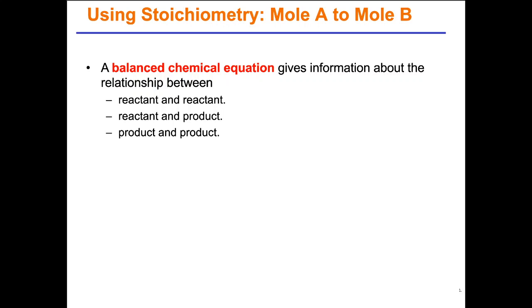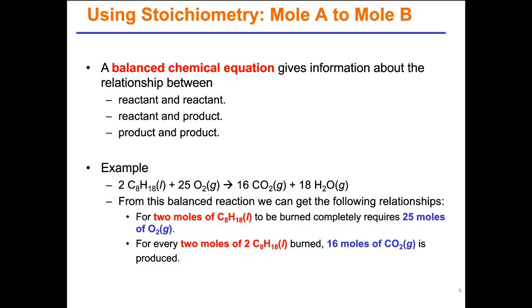So how much oxygen do I need, or how much carbon produces how much CO2, for instance. Or it can tell me about how much product I produce. So product to product comparison. For instance, if I produce 18 moles of water, how many moles of CO2 do I produce? So it tells you all of those simultaneously.